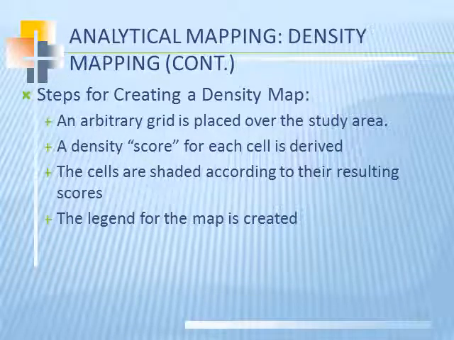The process of creating a density map includes the following. First, placing an arbitrary grid over the study area. Next, computing a density score for each cell. Next, shading the cells according to their resulting scores. And finally, using colors to depict not the real counts of crime, but the ratio of incidents within an area. For example, the number of incidents per square mile.